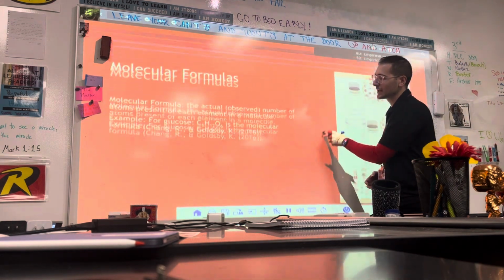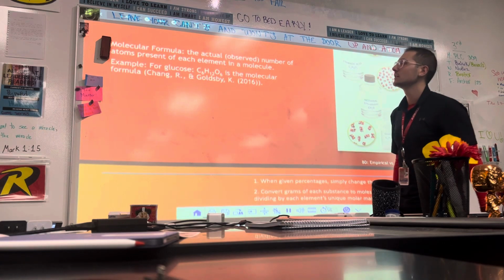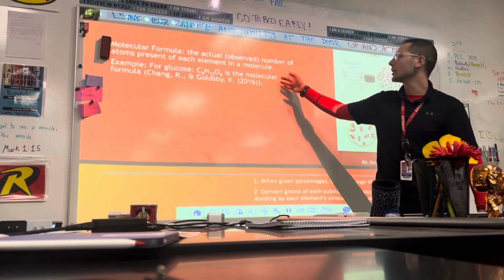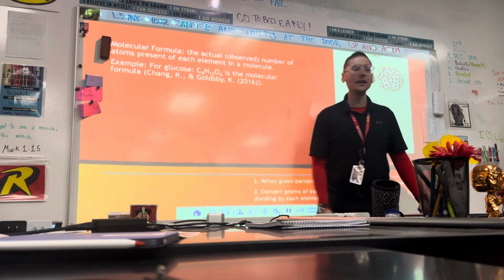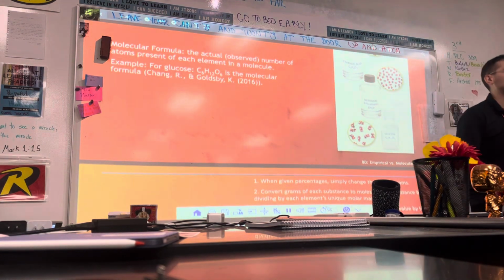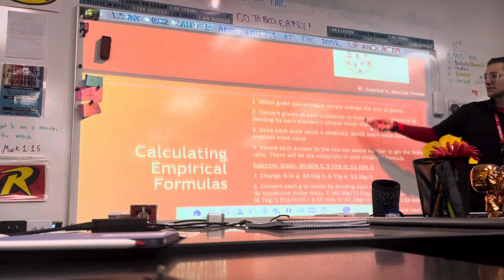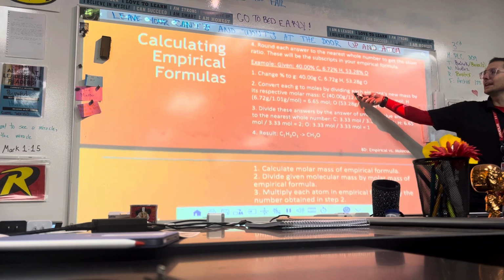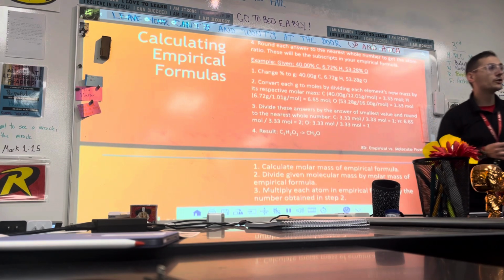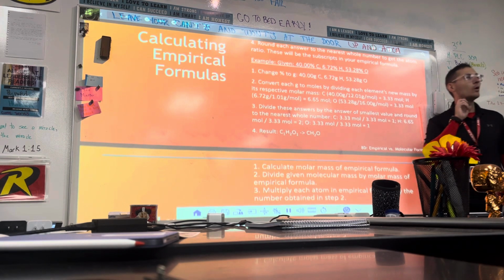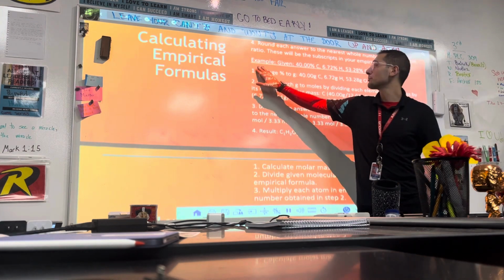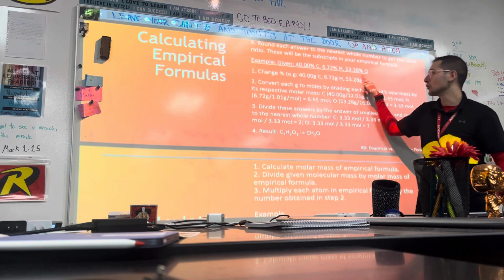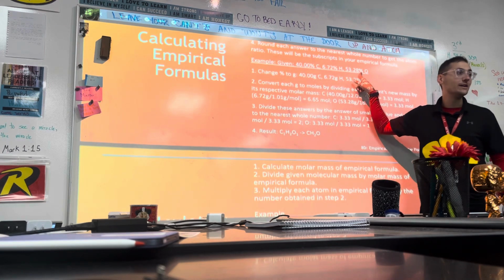And then in the molecular formula, the actual number present, we can go the other way by multiplying by 6. And I'll show you that too. So, calculating the empirical formula. You'll have problems on your test where you'll be given just the percentage of how much is present, and we can get all of the formulas just based off of this information.